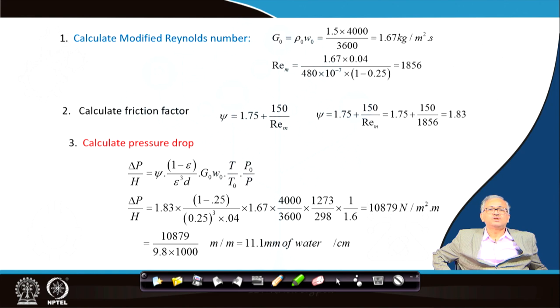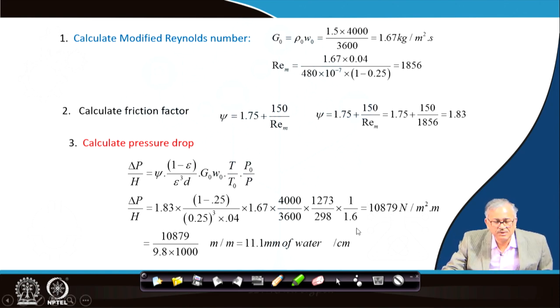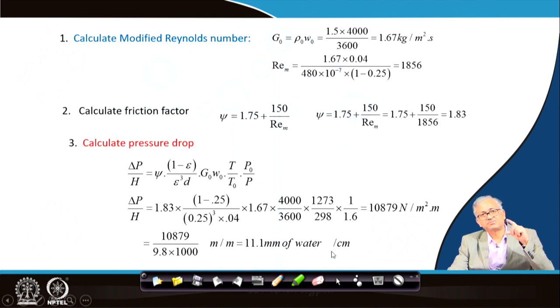Here I have taken the voidage as 0.25, which I will not say is a very open bed. So now let us calculate. It is a very high pressure drop, around 10 millimeter of water per centimeter of the bed.